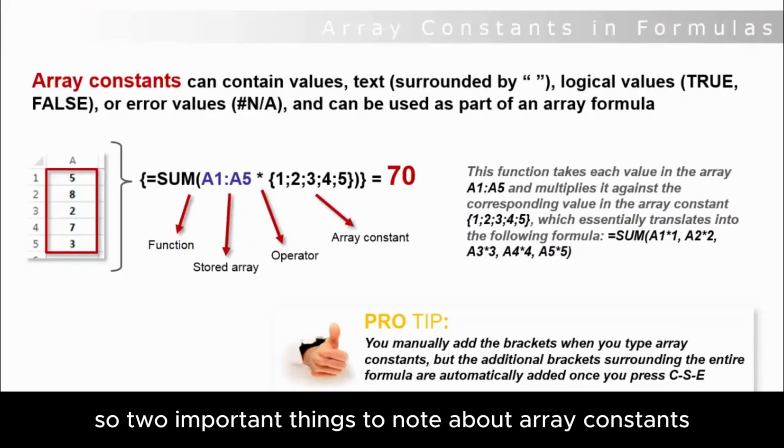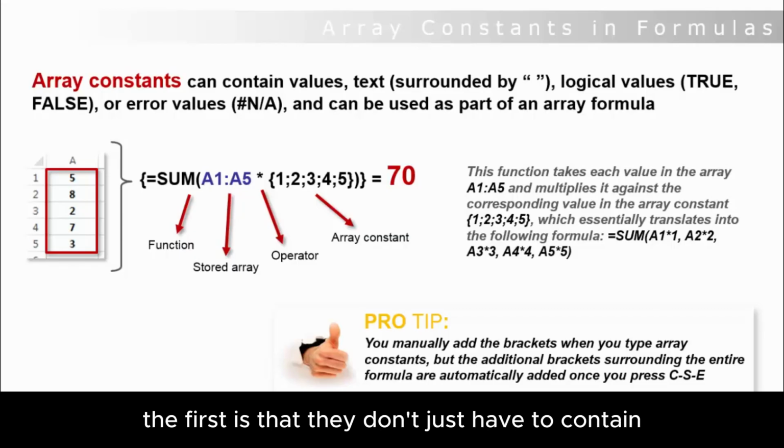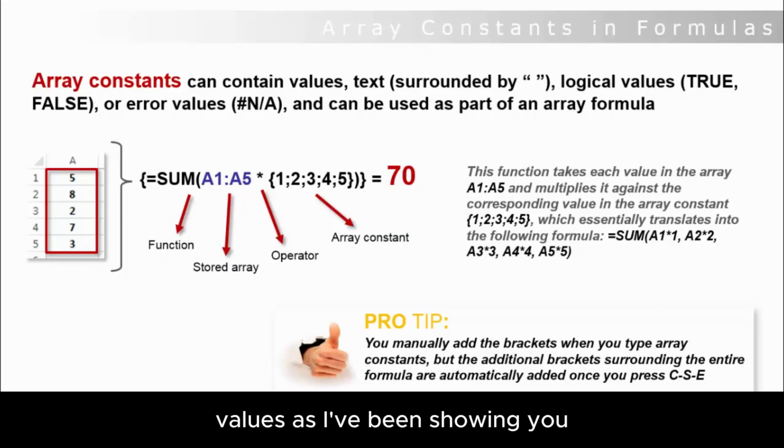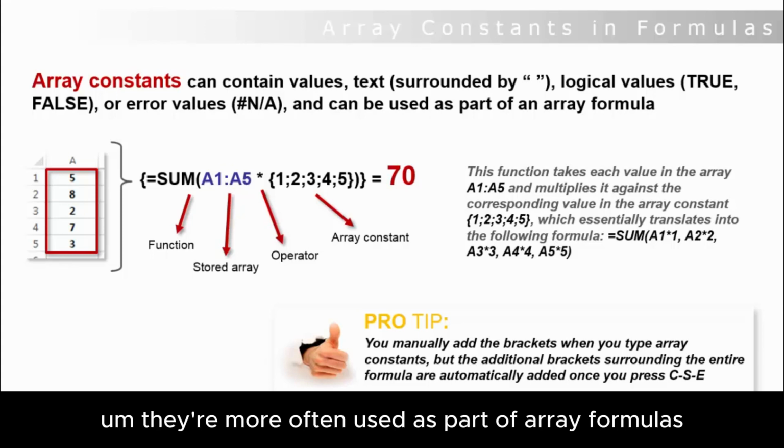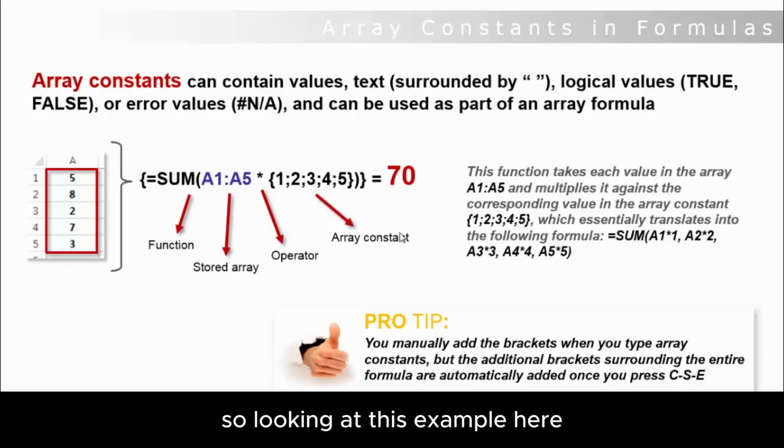So two important things to note about array constants. The first is that they don't just have to contain values, as I've been showing you. They can also contain text surrounded by quotation marks, or even logical values or error values. And second, rather than being used just to populate cells, they're more often used as part of array formulas. So looking at this example here, as you can tell, there's an array constant nested into a larger array formula.